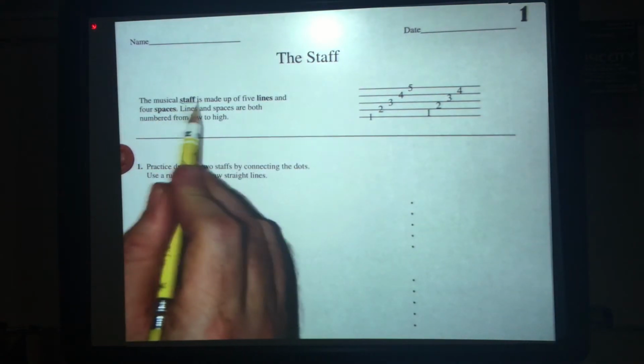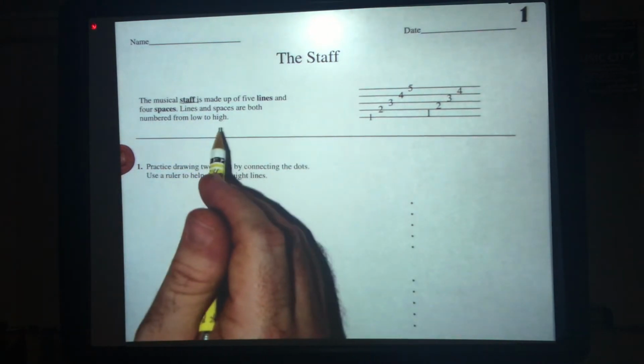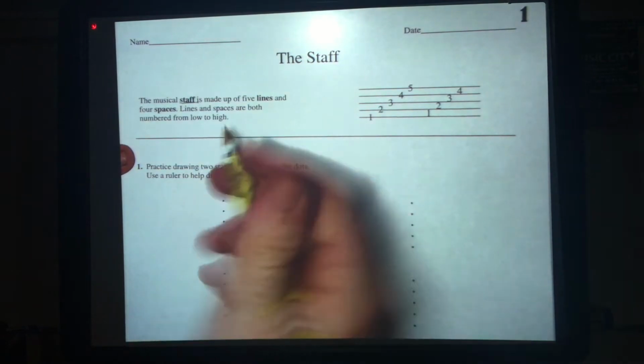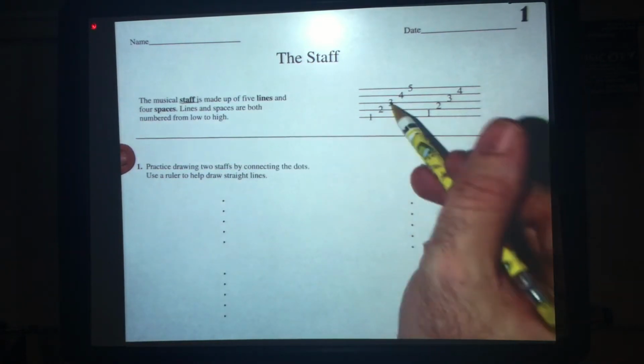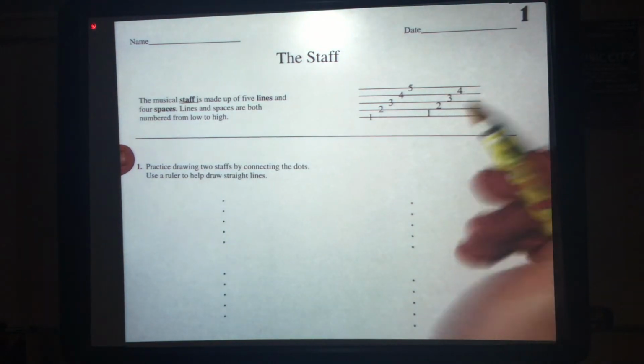Musical staff is made up of 5 lines and 4 spaces. Lines and spaces are both numbered from low to high. So here we have the staff, 1, 2, 3, 4, 5 lines, and 1, 2, 3, 4 spaces.